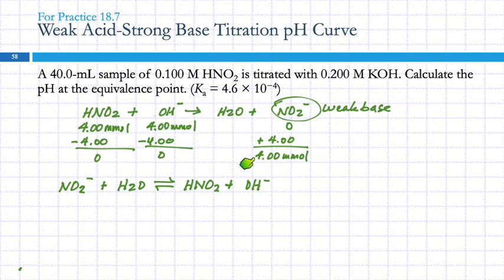I have the millimoles of this conjugate base. I need the molarity, though. I need the volume, don't I? 40 milliliters of acid times 0.1 molar times 1 mole to 1 mole times milliliters, 2.2 millimoles.